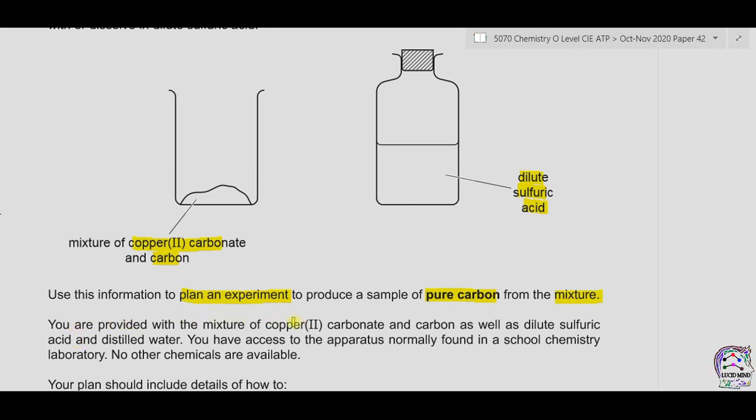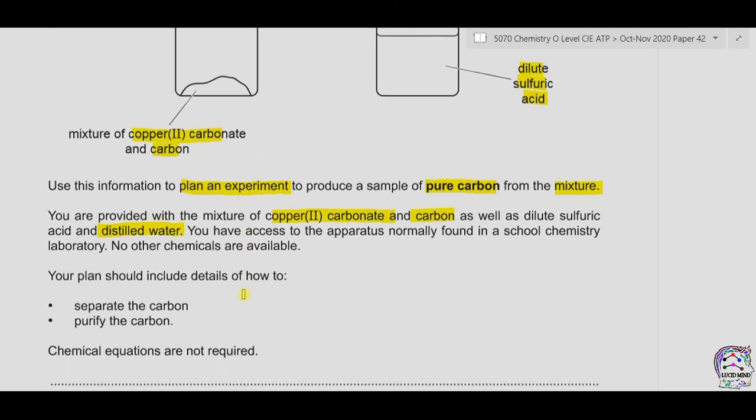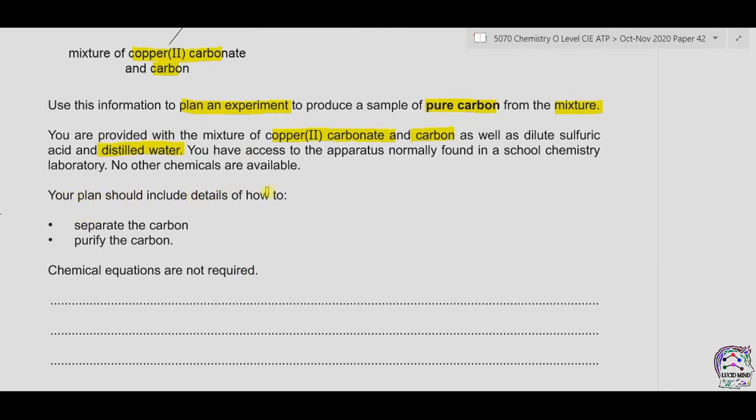You are provided with a mixture of copper(II) carbonate and carbon as well as dilute sulfuric acid, both given in the diagram, and distilled water. You have access to the apparatus normally found in a school chemistry laboratory. No other chemicals are available. Your plan should include details of how to separate the carbon and purify the carbon. Now we can see that we have a mixture of two different substances. One is copper carbonate and second is carbon, and we have dilute sulfuric acid. Copper carbonate does react with dilute sulfuric acid while carbon does not react.